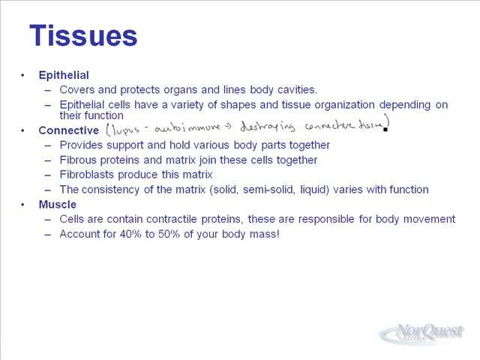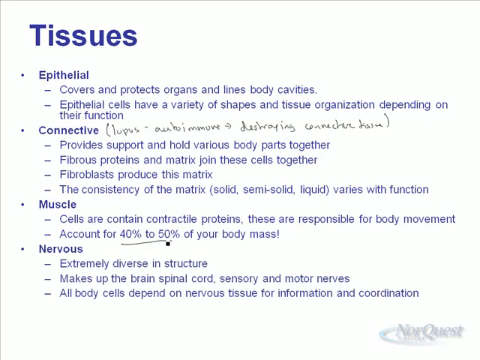Another type of tissue is muscle tissue. Muscle tissue, we have a good idea what muscle tissue is. It's tissue that's used to move your body. So it contains things called contractile proteins, and these are responsible for your body movement. They're attached to bone, and sometimes they're attached to other tissues or other organs as well, changing their size when necessary. So muscle actually accounts for 40 to 50% of your body mass.